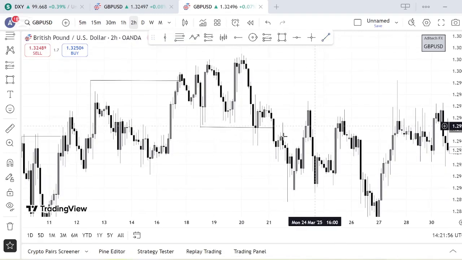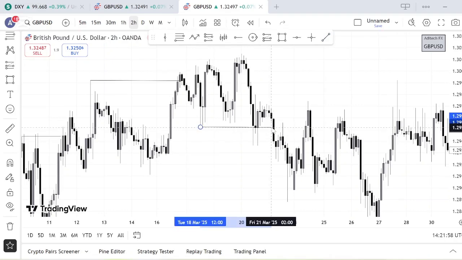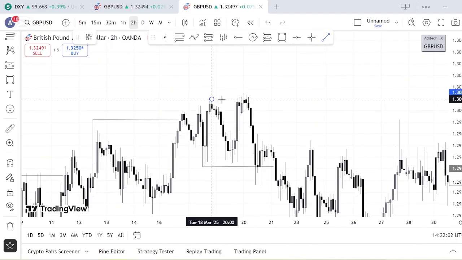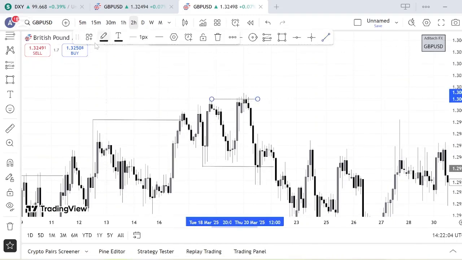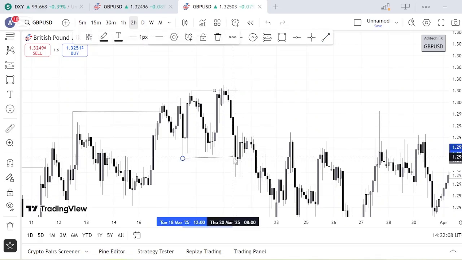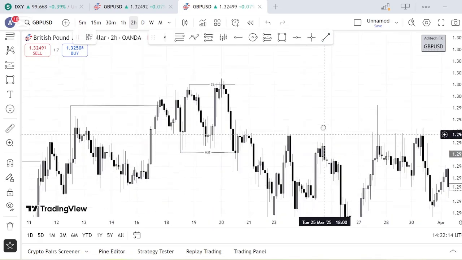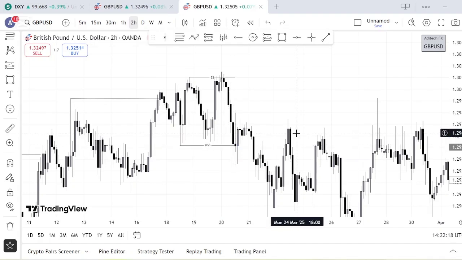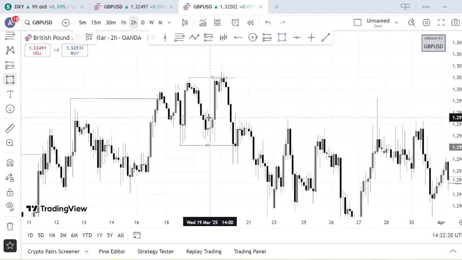And what do you notice? After a market structure shift, you notice that price swept this liquidity right here. Price swept this buy side liquidity and shifted structure immediately. So what was the entry confirmation you could have used? Now you could have used a breaker block right here.